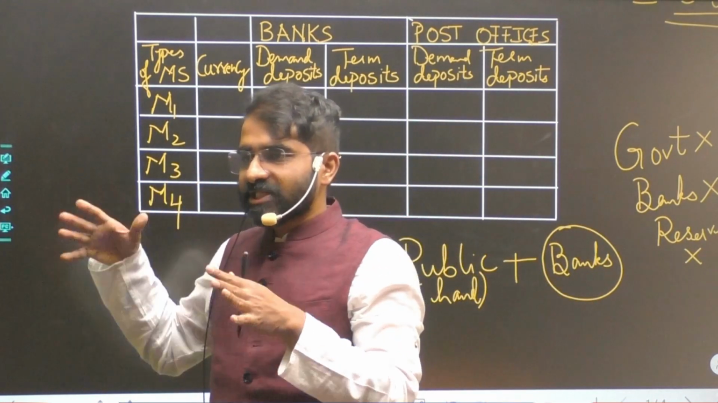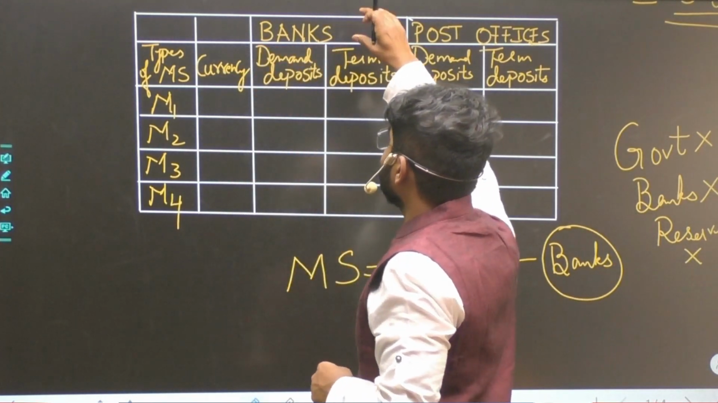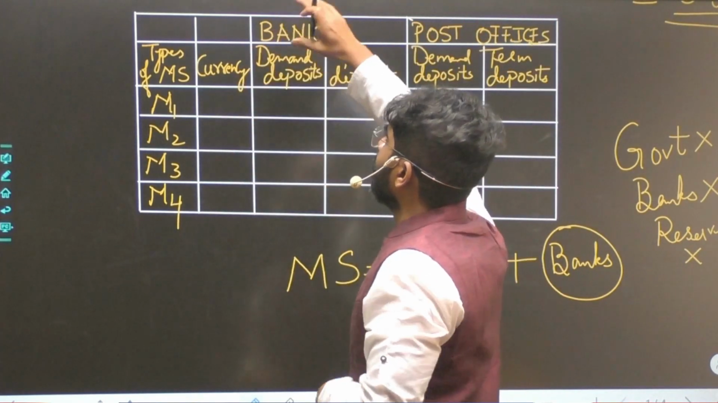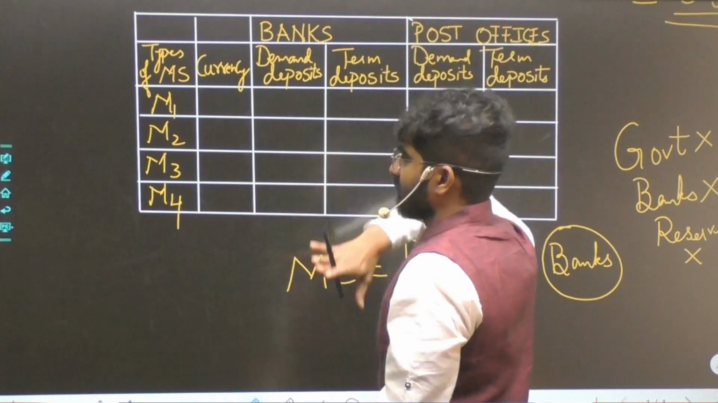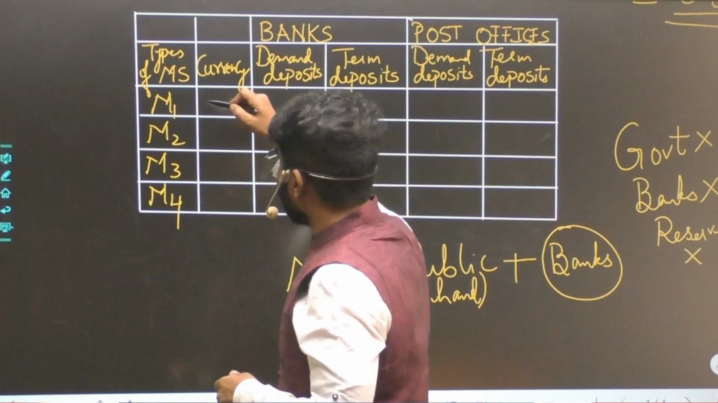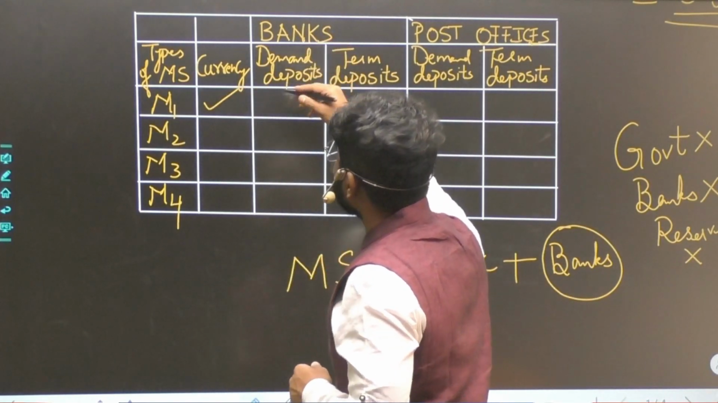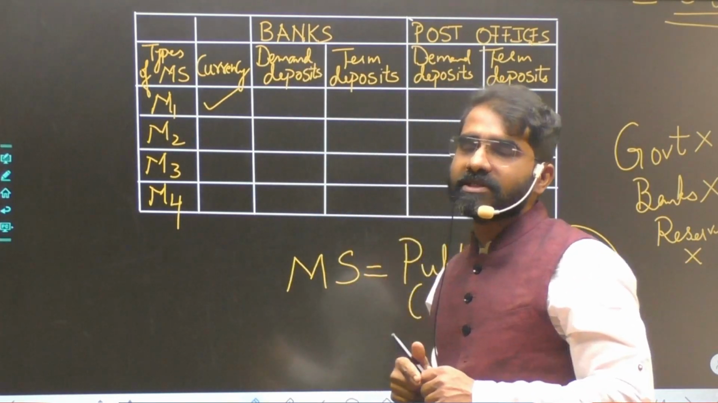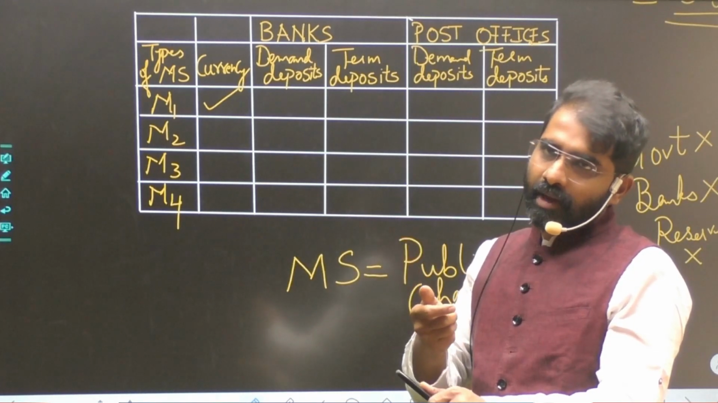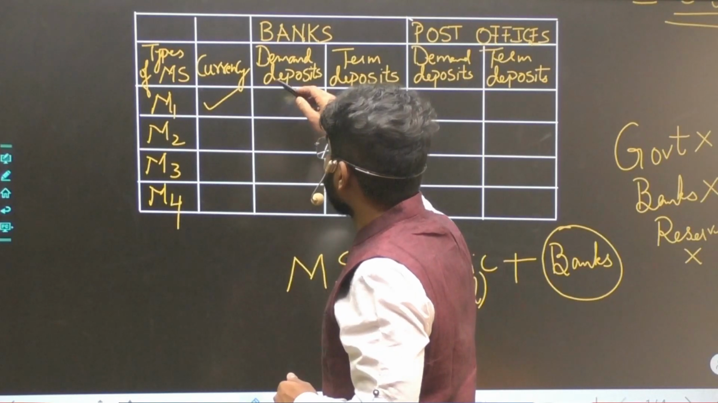Now, if you observe this rectangular box here, I have written currency, then banks, then post offices. So people can hold money in the banks, people can hold money in the post offices. Now, M1 is the most narrow connotation, which includes currency in the hands of the public, and it includes the demand deposits. Demand deposits are those deposits which can be withdrawn by anybody on demand. So these are the most liquid deposits. Here I have written demand deposit to the bank.